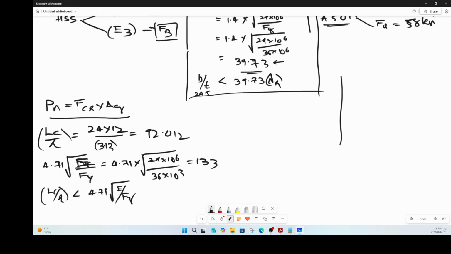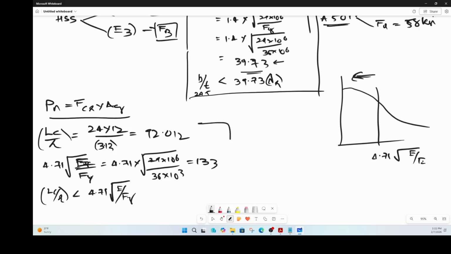That means we fall on this side. This is my 4.71 square root of E by Fy, and we fall on this side. That means inelastic buckling is going to happen. That means when the buckling happens, things have yielded on this side of the line, and the structure will not bounce back to its original shape if you remove the loads.